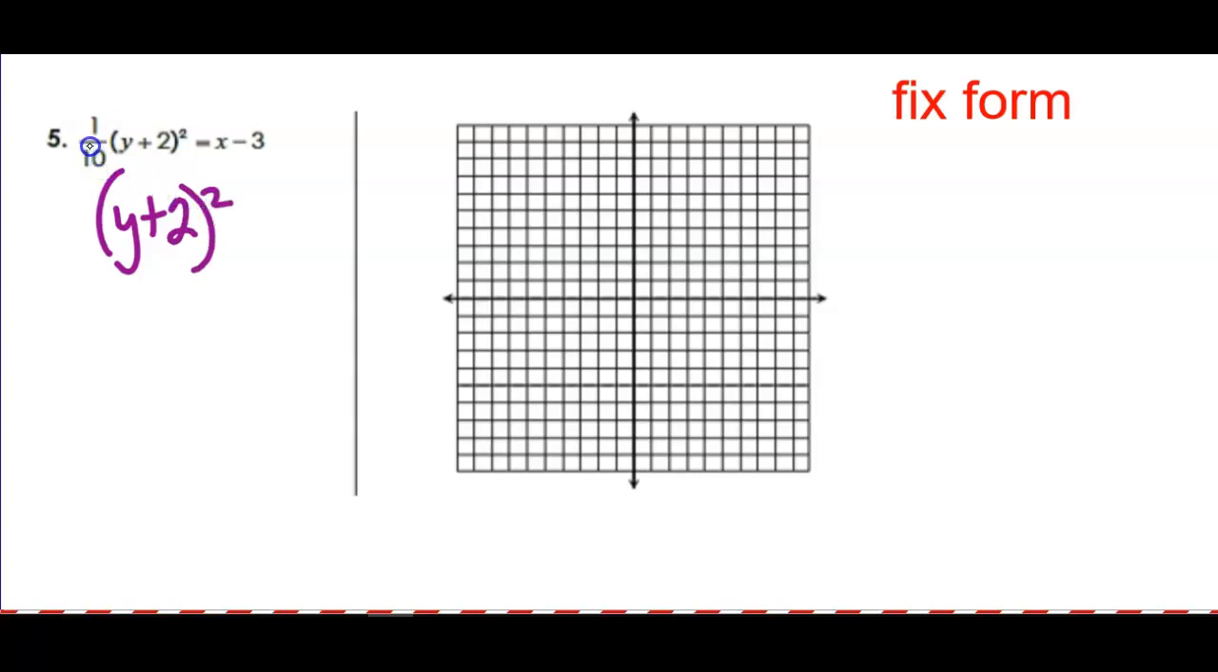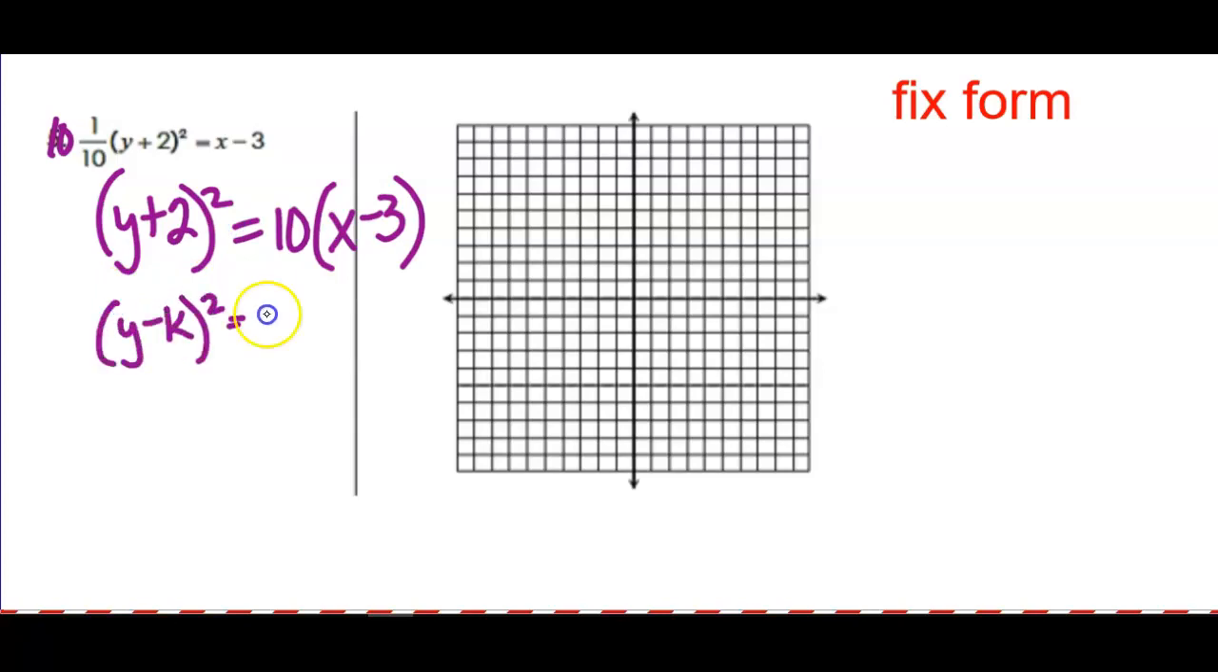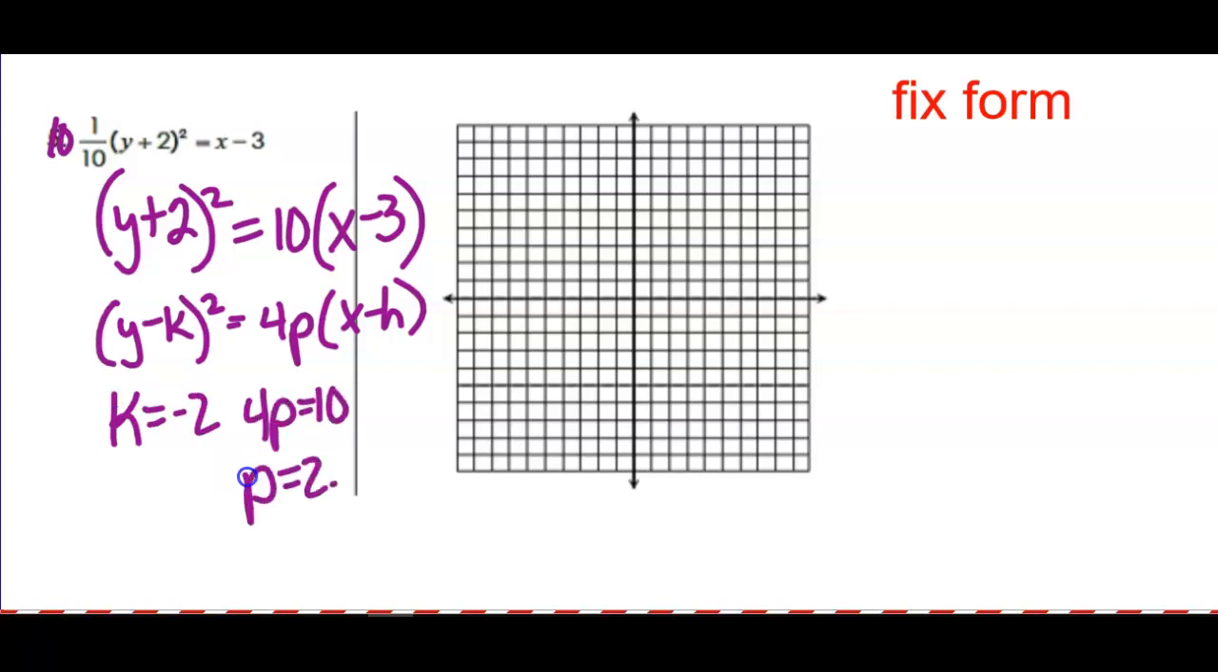Y plus 2 squared equals, to move this to the other side, you'd multiply both sides by 10, x minus 3. So you'd have y minus k equals 4p x minus h. So k is -2, 4p equals 10, which makes p 2.5, and h is 3. So the vertex is at h, k. So much for letting you guys do it.